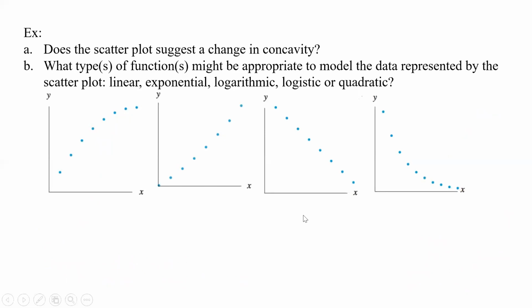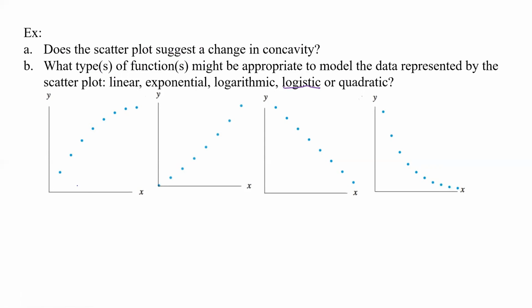All right, so part A says discuss whether the scatter plot suggests a change in concavity, and then what types of functions might be appropriate to model the data represented by the scatter plot: linear, exponential, logarithmic, logistic, or quadratic. Now note in the book, they leave out logistic. And so we really need to put that in since this is a logistic section.